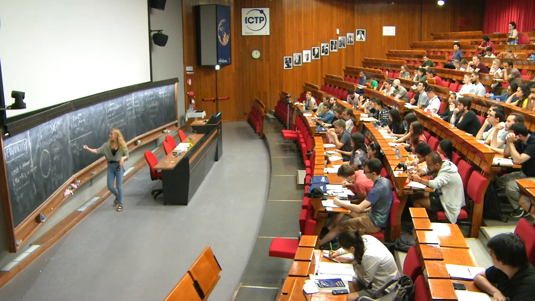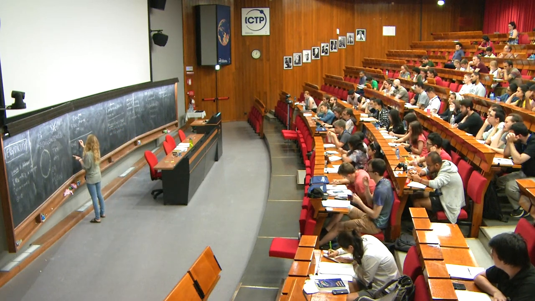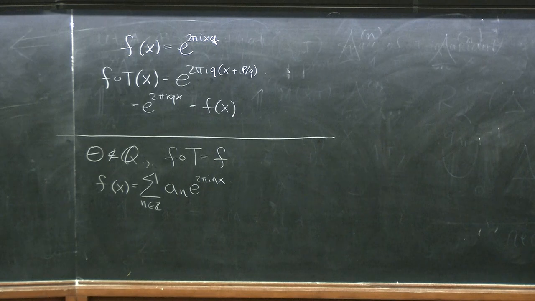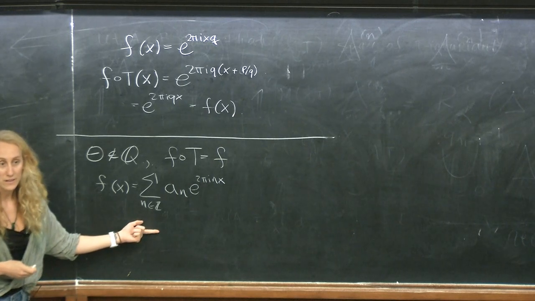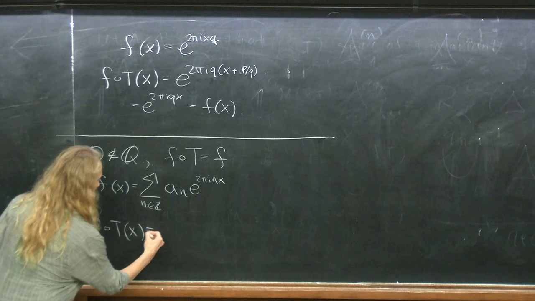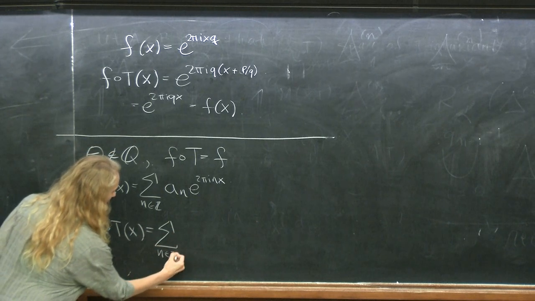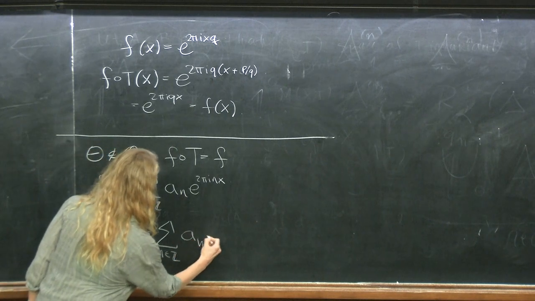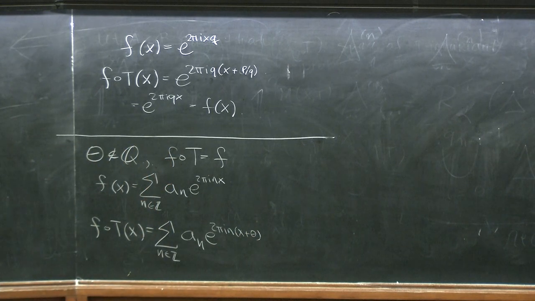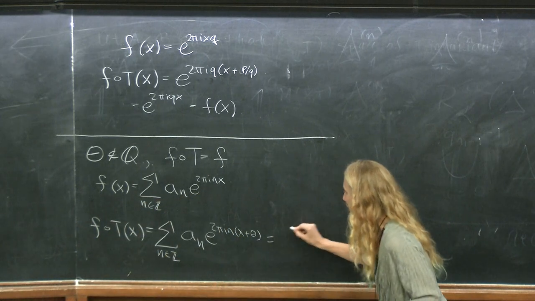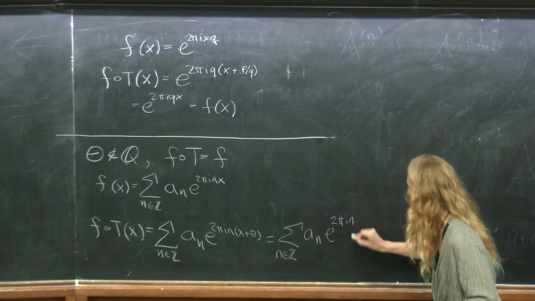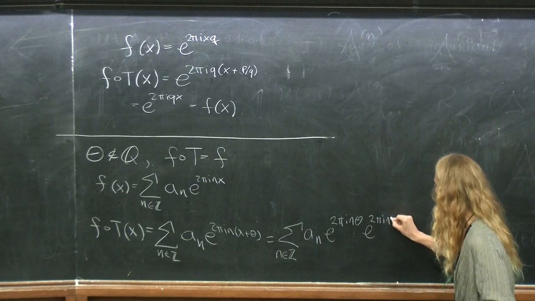Now suppose that this f came from choosing an f that's T invariant, right? I'm taking an f that's T invariant under my irrational circle rotation. And then I write its Fourier expansion like this. So let me write then what f composed with T of x looks like. Sum over n in Z of a_n e to the 2 pi i n (x plus theta). This is just a_n e to the 2 pi i n theta, e to the 2 pi i n x.